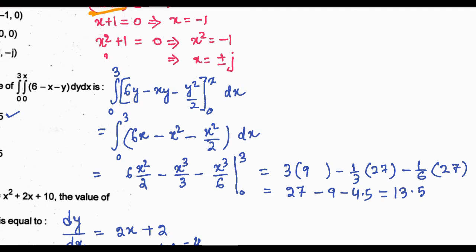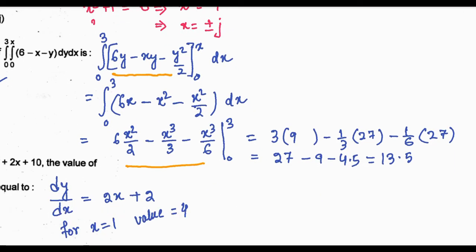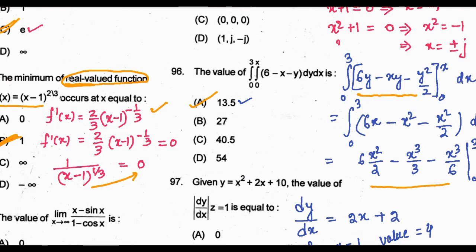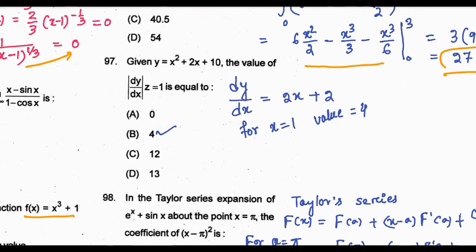What is the innermost integration value? This one will be 6y minus xy minus y square by 2 from 0 to x, and if we put the values, what we will get? 6x minus x square minus x square by 2, and then again we will integrate with respect to x. What we will get? 6 into x square by 2 minus x cube by 3 minus x cube by 6 from 0 to 3, and if we put the values, it will be 13.5. So the answer is 13.5.